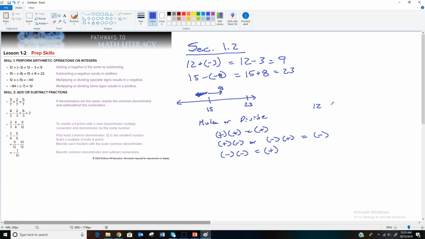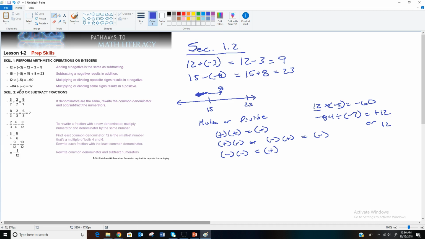So now we have 12 times negative 5. Since we have a positive and a negative, we know the final answer is going to be a negative, and then we just multiply. 12 times 5 is 60. Next, negative 84 divided by negative 7. The two negatives are going to give us a positive overall, and then 84 divided by 7 is 12. So our answer is positive 12, or of course we can just write it as 12. We don't have to put the positive in front of it.